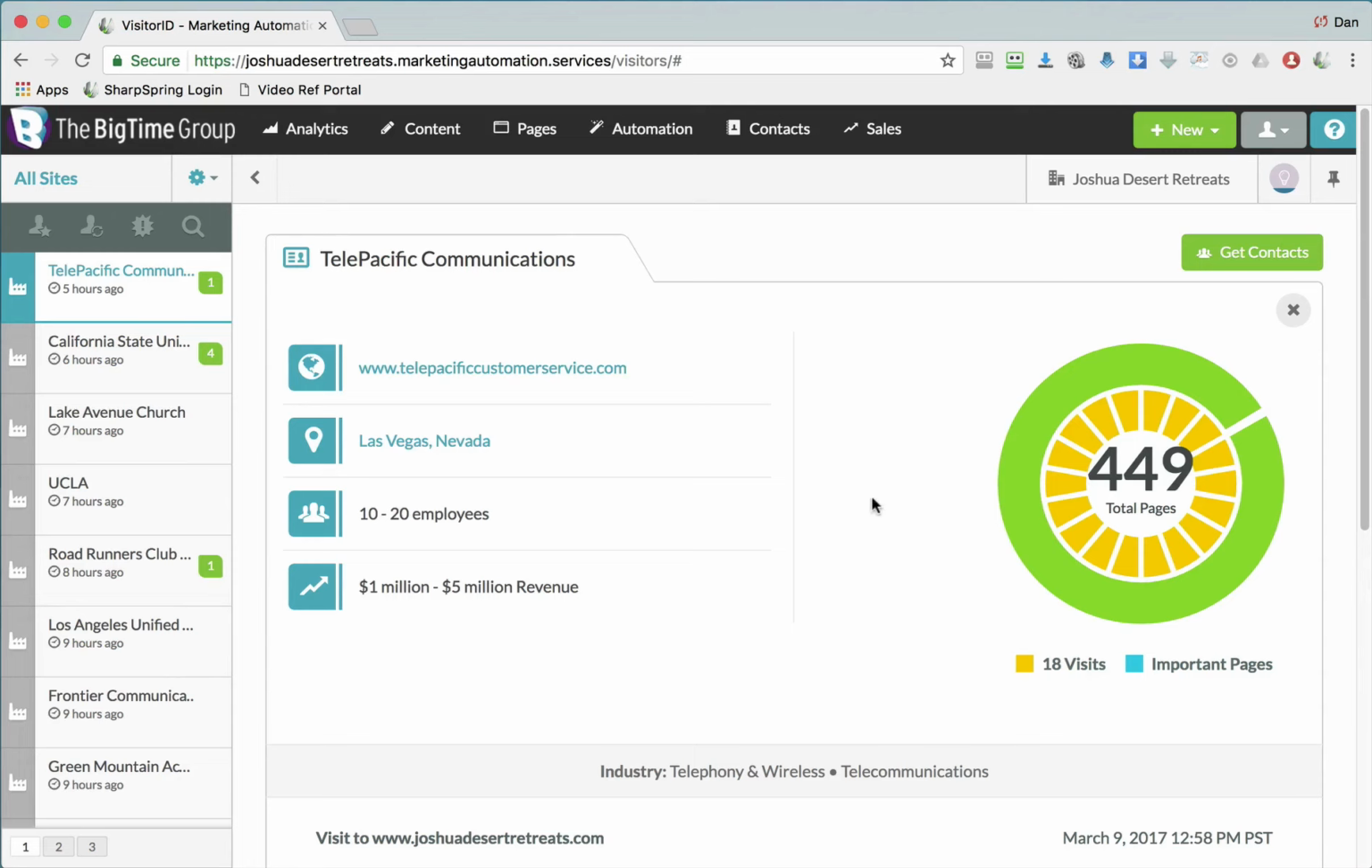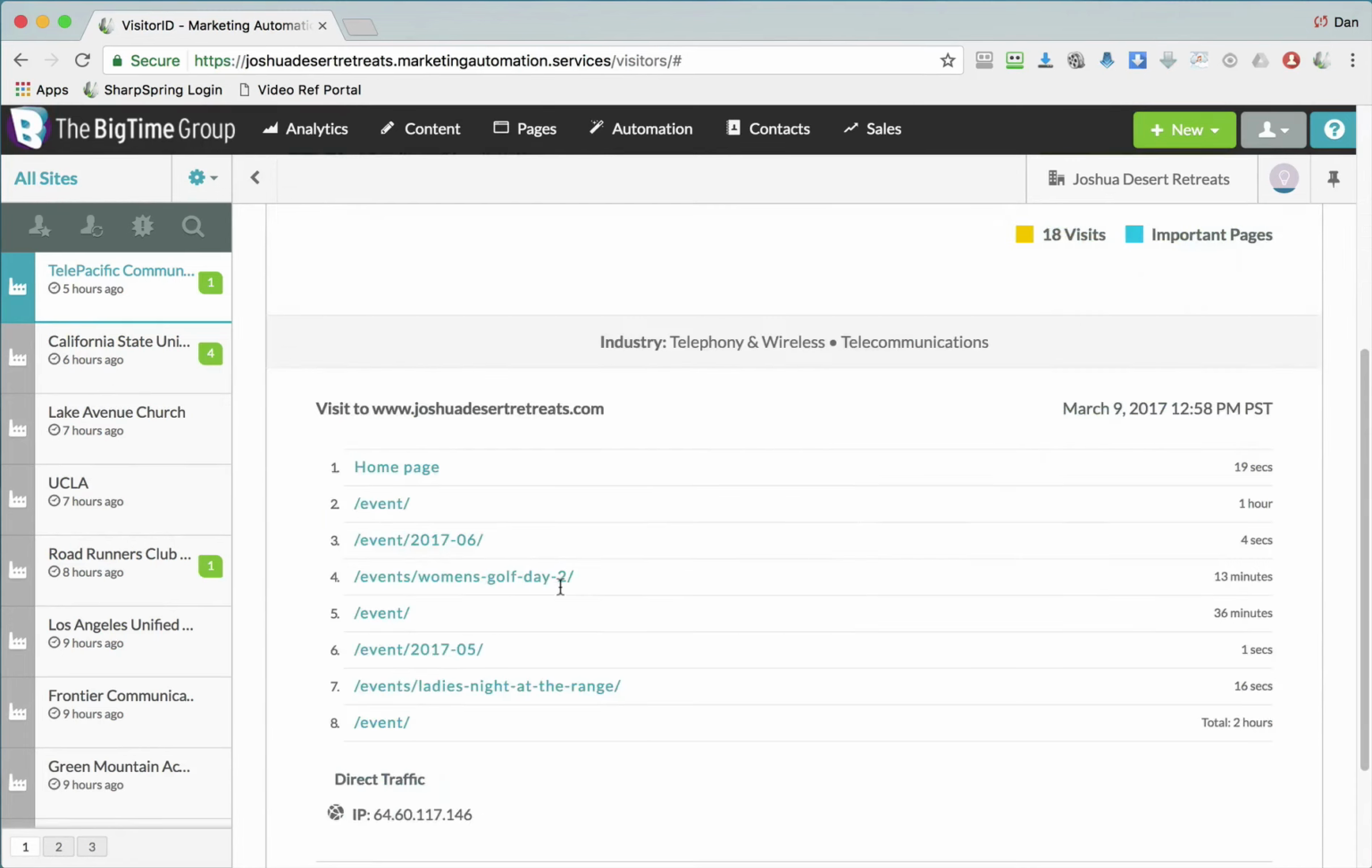Now, SharpSpring is connected with a company called ZoomInfo, and ZoomInfo does a lot of internet research. So we essentially have an internet research company at our fingertips that allows us to know things about the companies visiting us, like their website, where they're located, how many employees they have, what their general annual revenue is. When we scroll down, we can see what they or someone in that company has been doing.